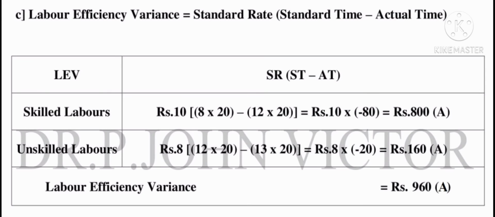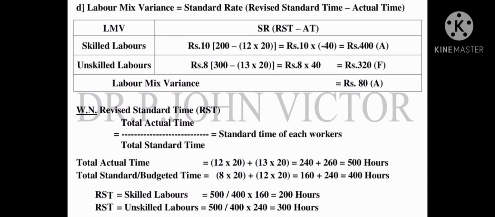So here both skilled and unskilled labor's values are adverse values, no favor. That means the labor efficiency variance total value is 960, but it is an adverse. Okay, 960 is an adverse value.